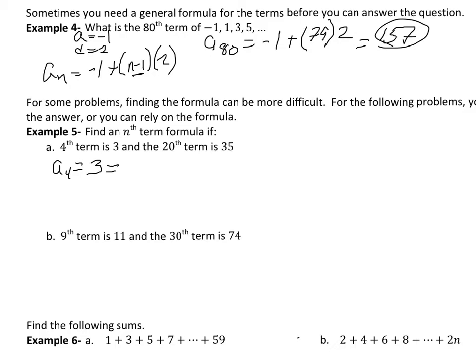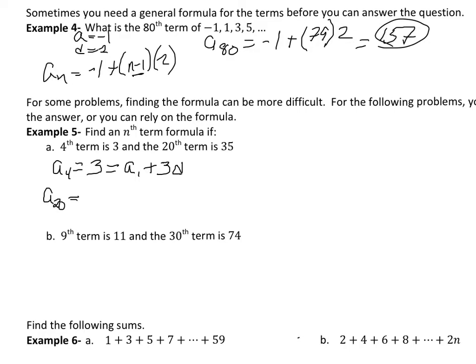So if it's the 4th term, then I have a sub 1, which I don't know, correct? And then plus n minus 1. Now what is n in this case? 4. N is 4, because it's the 4th term. Okay, so I get 4 minus 1 is 3 times my common difference, which I also don't know. Okay, so now I've got that right there. Okay, let's do the next one now. Let's do a sub 20.